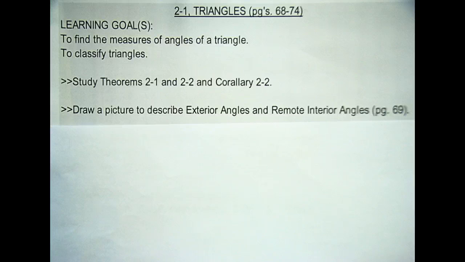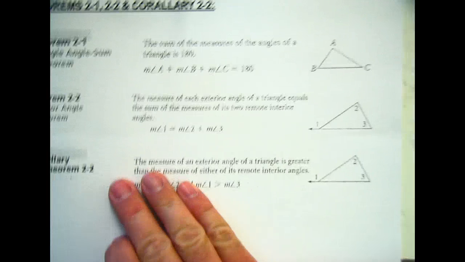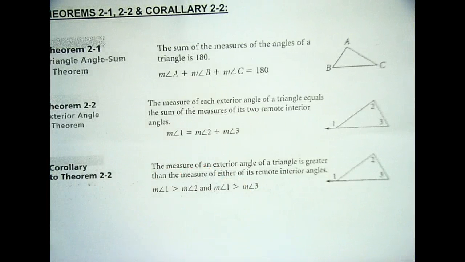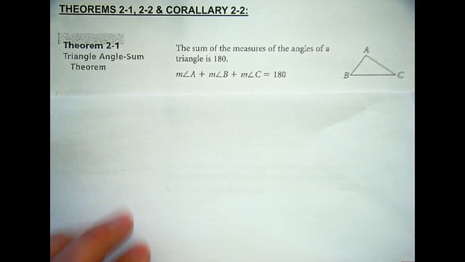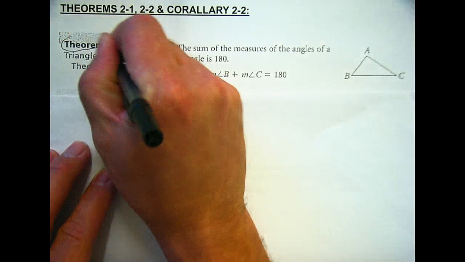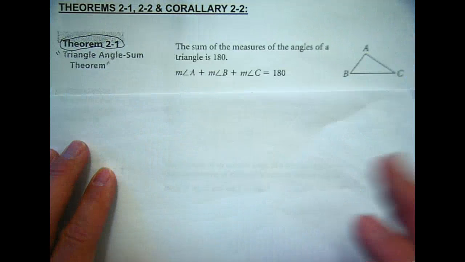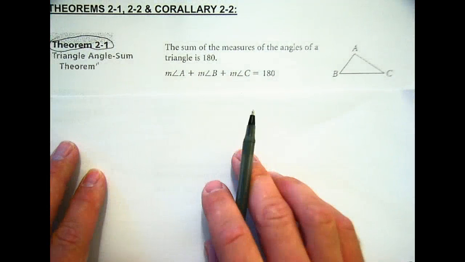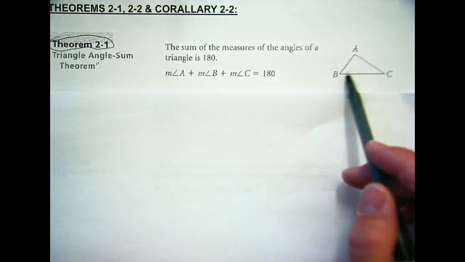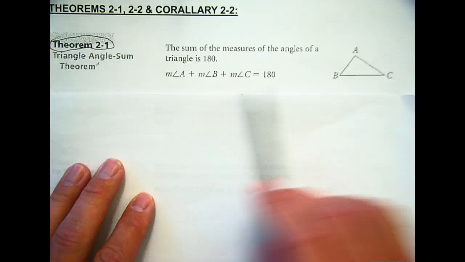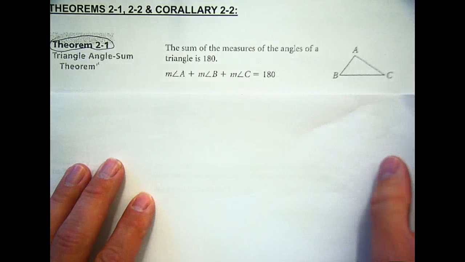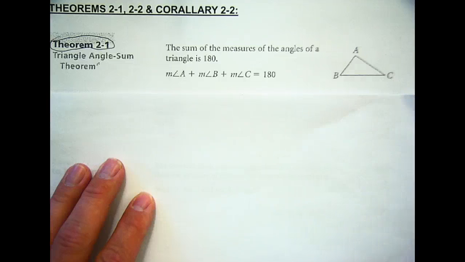So triangles. Let's talk about these theorems. Theorem 2-1, the triangle angle sum theorem. You'll notice this one says Theorem 2-1, but it also has a name, the triangle angle sum theorem. That's the common name everyone recognizes. It says all angles of a triangle add up to 180. They're supplementary. How many of you already knew that? How many could prove that? We'll go to that in a minute.